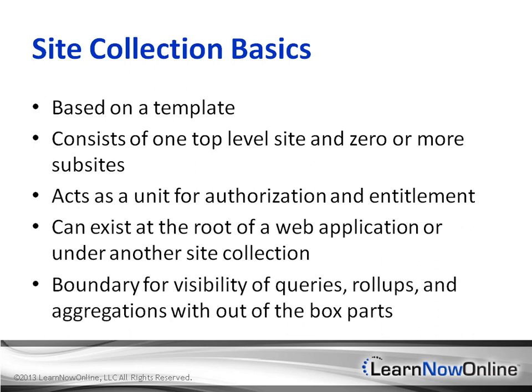It's also a boundary for queries where you're querying against lists and documents with the out-of-the-box web parts. So if you're trying to do a query where you want to query against data in other site collections, that's where search comes in, because search has an index that indexes everything, and you can call search APIs and then get whatever data you want. But when you're getting specific data out of lists, your boundary is going to be that site collection.